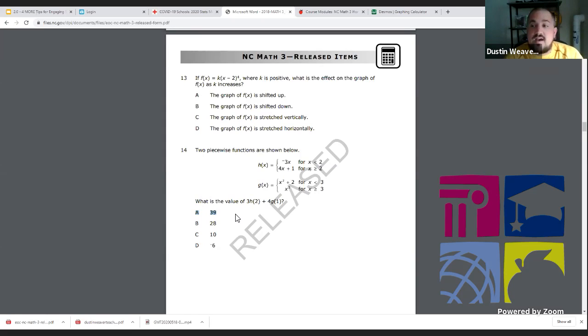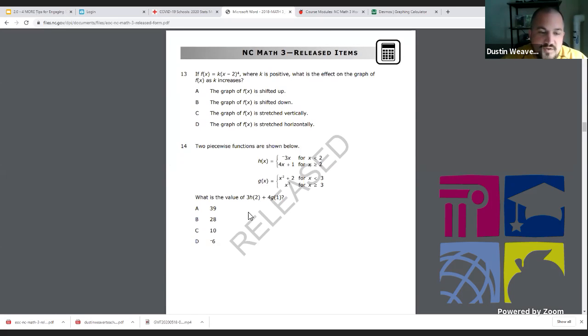Perfect. So that, you guys, we did the piecewise functions earlier in the semester, and hopefully that was actually easier than some of the ones that we had done. So don't get confused that there's a lot of numbers there and things. Just take it one step at a time, and you'll be able to get through that one. So that was number 14.